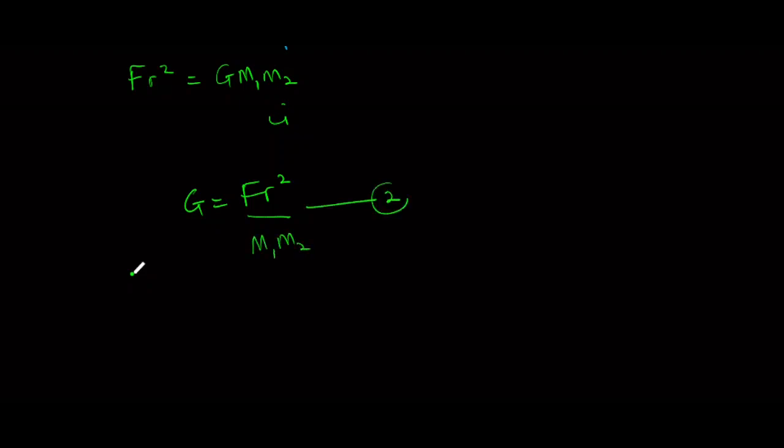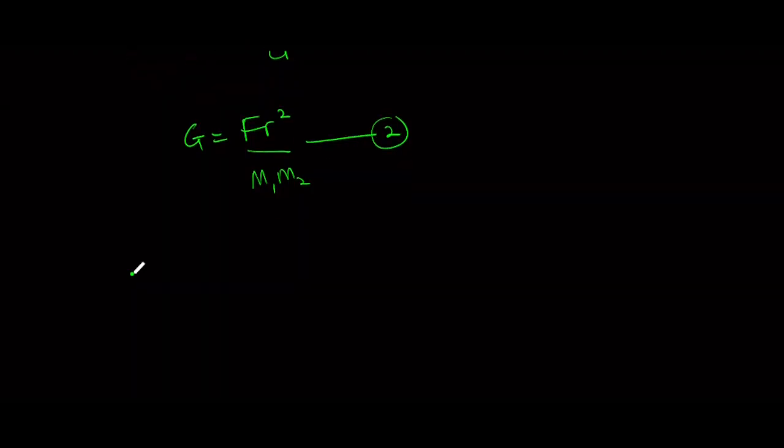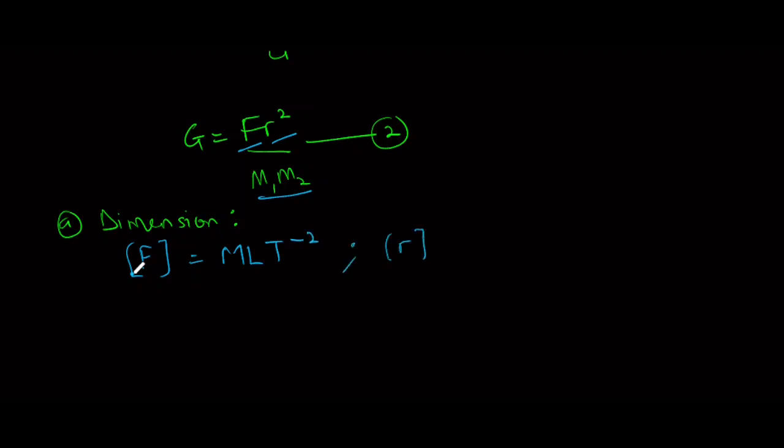That's the new equation. Now let's get the unit and the dimension. Let's solve for the dimension first. The quantities involved are three: force, distance, and the masses. What is the dimension of force? We have discussed that it is M L T raised to the power minus 2. The dimension of distance is L. The dimension of the first mass m1 is capital M, and the dimension of the second mass m2 is also capital M.